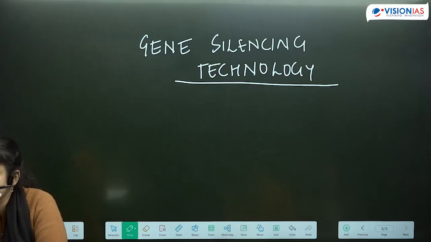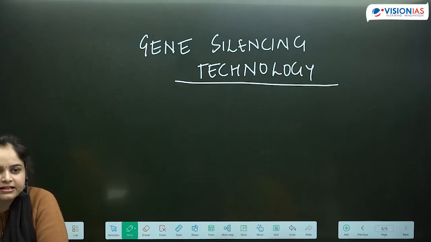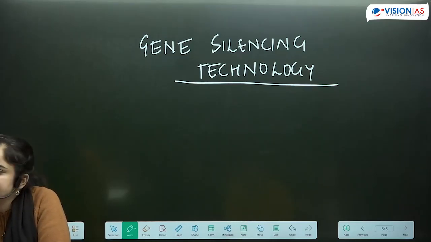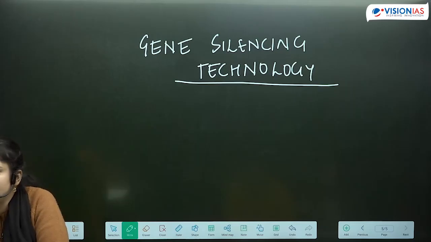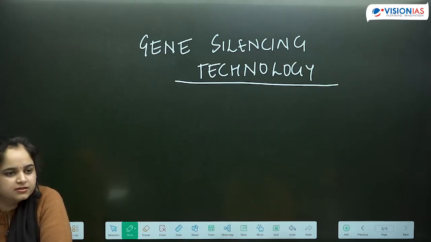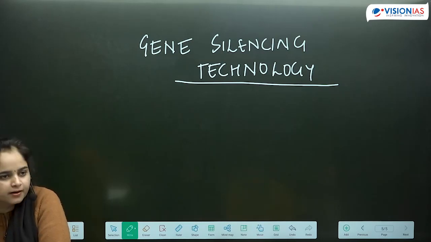Okay, so we find out that there are some pathogens which are now resistant to the medicine, and we study them and we find that resistance is happening because of some special gene which they have. If we can silence that gene, the impact of that gene will not be seen and the pathogen will no longer be resistant. फिर वो दवाई से मर जाएगा.